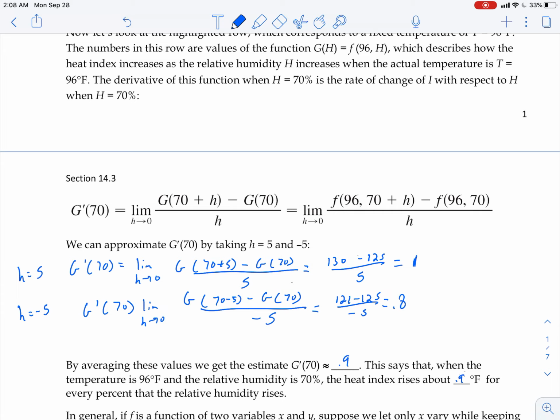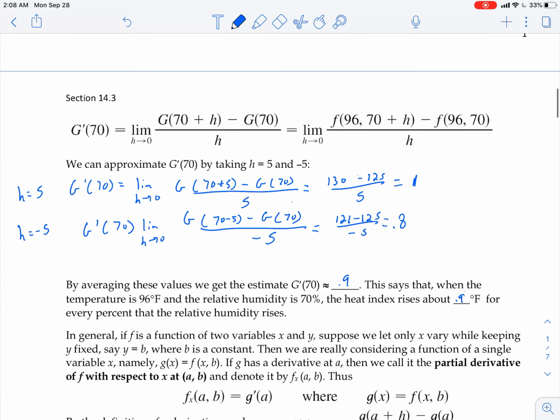G prime of 70 is also going to be G of 65 minus G of 70 over negative 5, which is 121 minus 125 over negative 5, which is 0.8. By averaging these values, we get the estimate G prime of 70 is about 0.9. This says that when the temperature is 96 degrees Fahrenheit and the relative humidity is 70%, the heat index rises about 0.9 degrees Fahrenheit for every percent that the relative humidity rises.